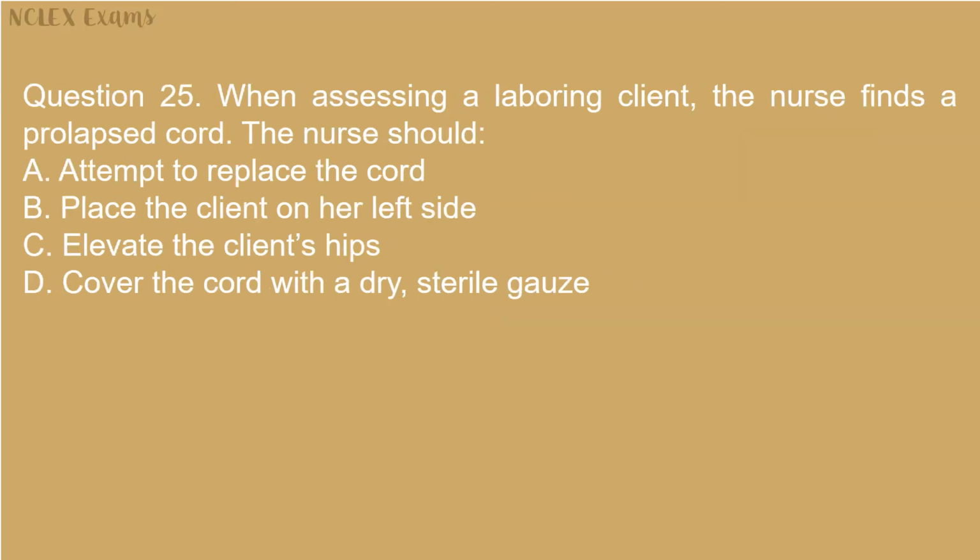Question 25. When assessing a laboring client, the nurse finds a prolapsed cord. The nurse should A. Attempt to replace the cord. B. Place the client on her left side. C. Elevate the client's hips. D. Cover the cord with a dry, sterile gauze.